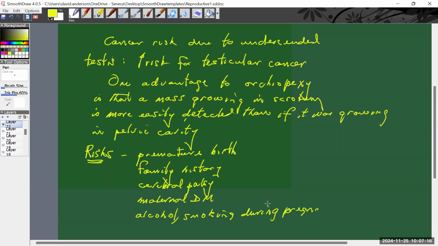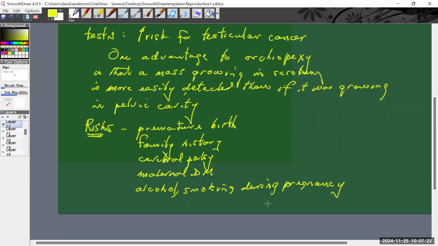So again, risk factors that we can pretty much list for any pathology that we've been talking about include alcohol and smoking, and no different here as far as that goes. So exposure to some pesticides, we'll just call those environmental toxins, increase the risk as well.